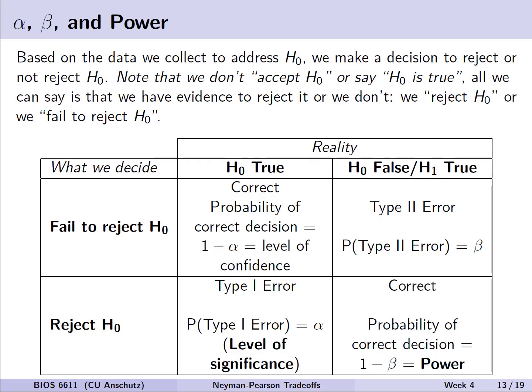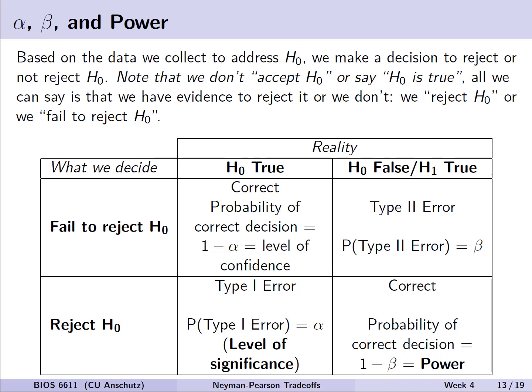And this brings us to one of the most fundamental concepts we have in modern statistics, and we'll see how this plays into our modern paradigm in the next lecture. But we're going to introduce these concepts because they're what Neyman and Pearson came up with. So again, based on the data we're collecting to address if the null hypothesis is true or not, we're going to make one of those 4 decisions.